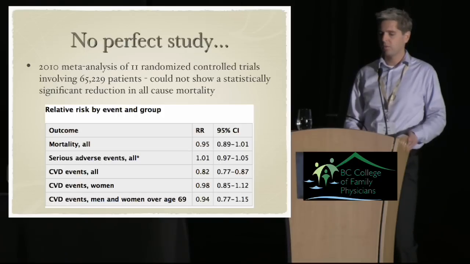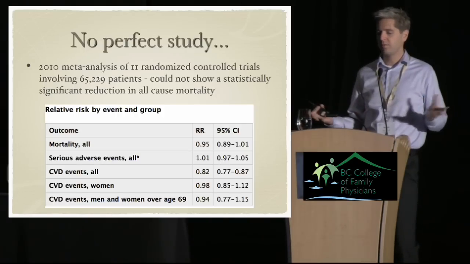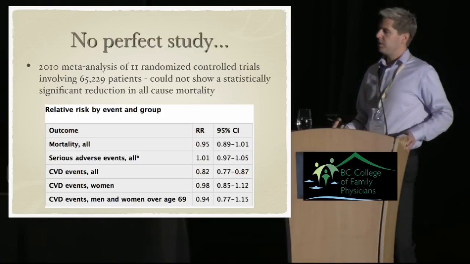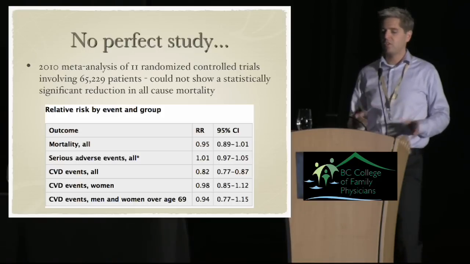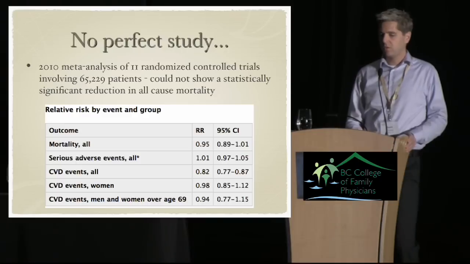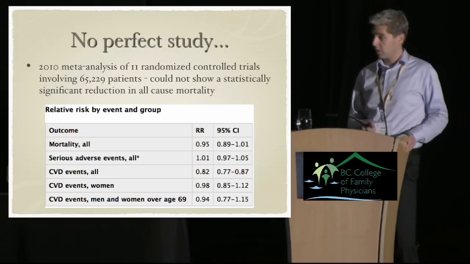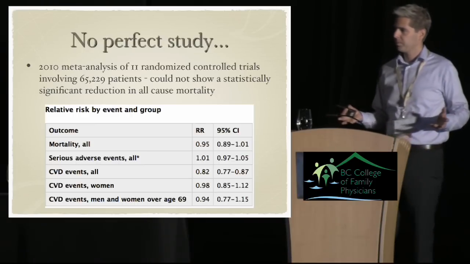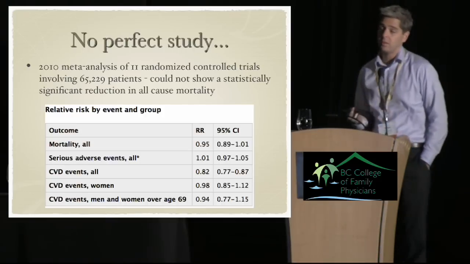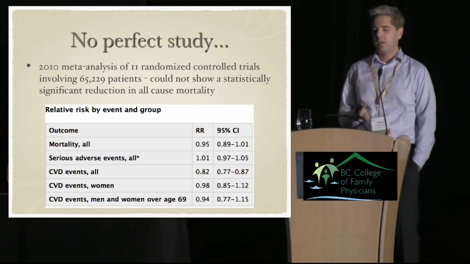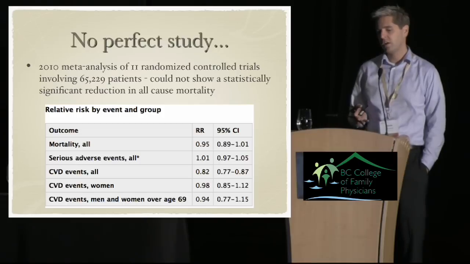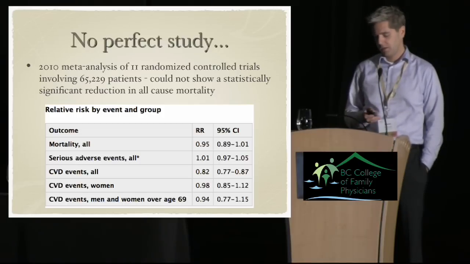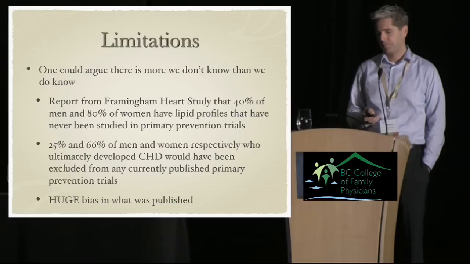So mortality overall, relative risk 0.95, crosses the mean. They looked to be safe. There wasn't really change in serious adverse events. There was a reduction in CVD events, not mortality, but CVD events. But when you tease out 2 important groups, women, no benefit, certainly less benefit than men. And when you tease people out who are older, over 69, no benefit. So a lot of the trials haven't looked at that well.